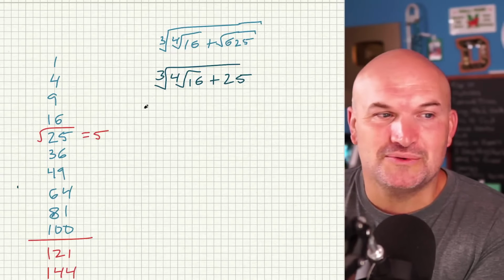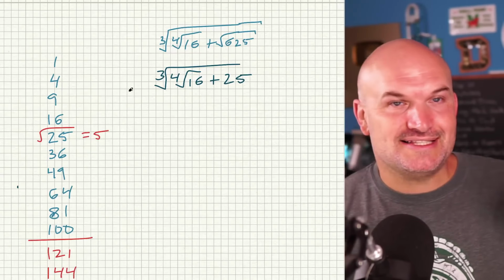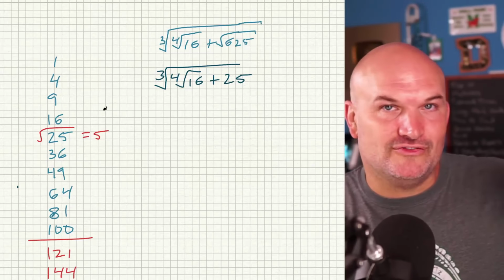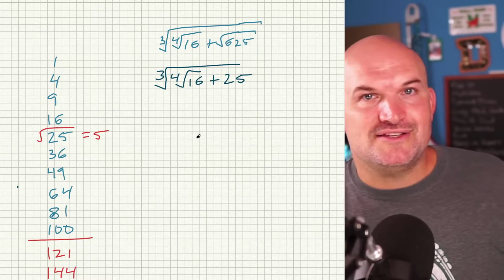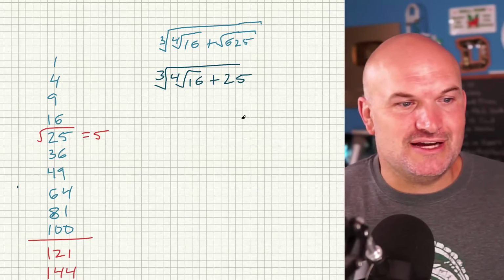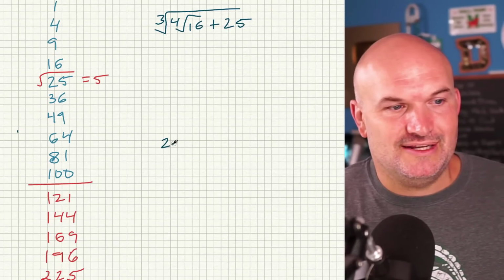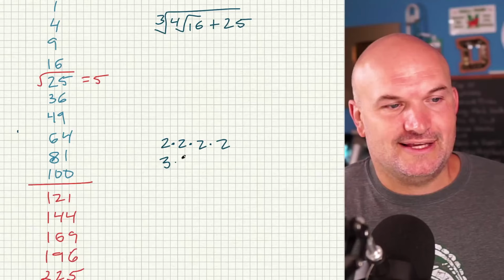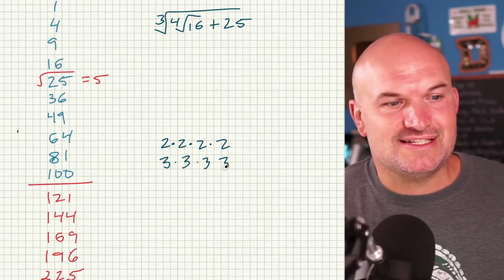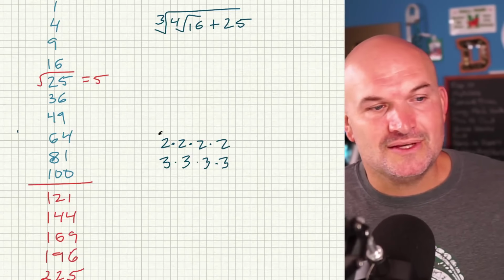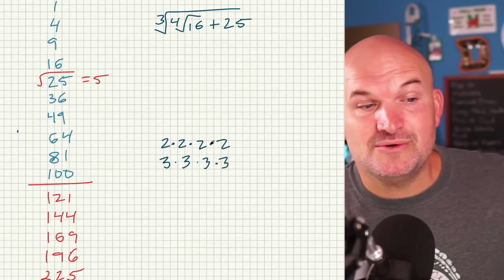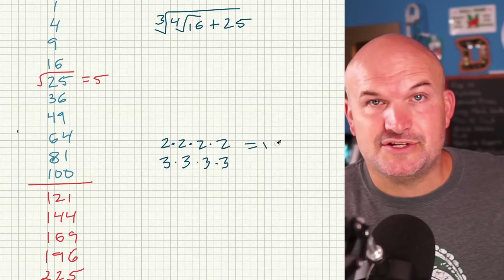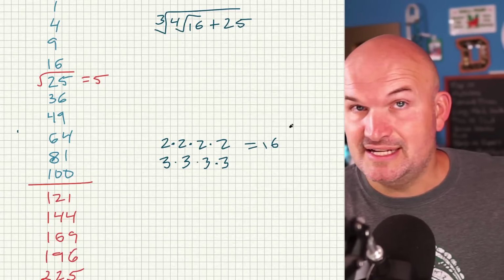When you're taking the fourth root of a number, you have to think of a number multiplied by itself 4 times. To get to 16, we only have so many options. Here are your 2 options. Let's see what happens with 2 and then 3. 2 times 2 is 4, times 2 is 8, times 2 is 16, which is the answer. So the fourth root of 16 is 2.